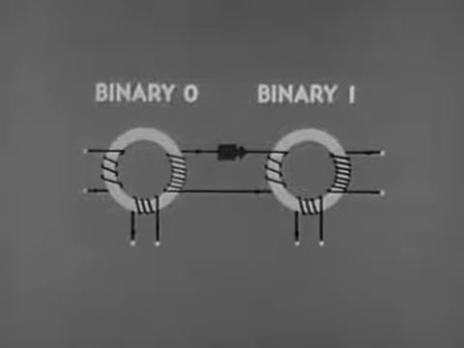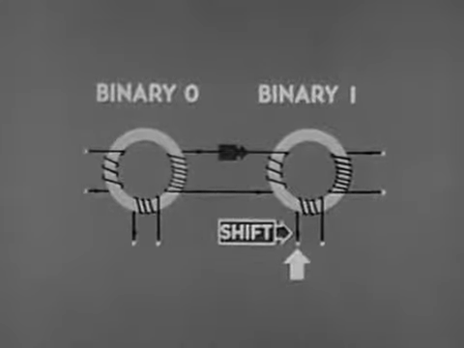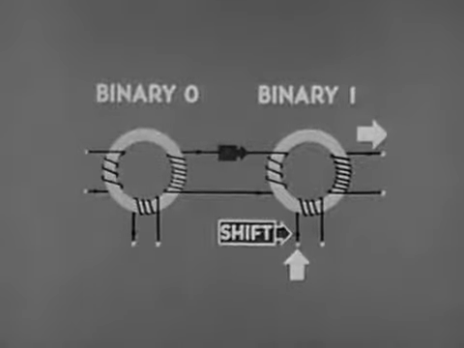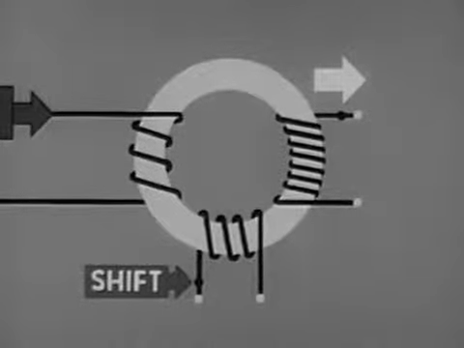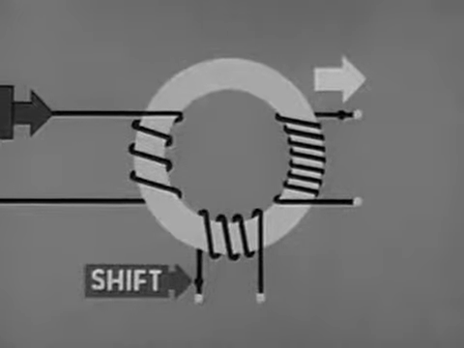The binary 1 may be stored here, or again, a shift pulse may be applied to make the transfer to the next core along the line, thus clearing this core back to binary 0. However, there is one final problem to consider here. A shift pulse will induce a voltage not only in the output winding, but also in the input winding.